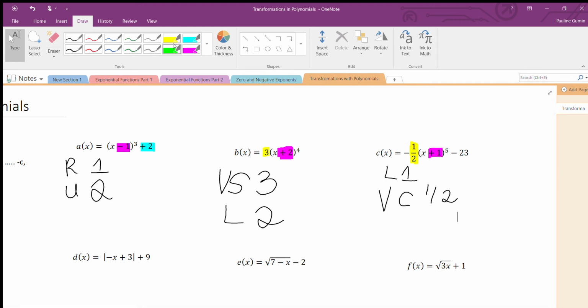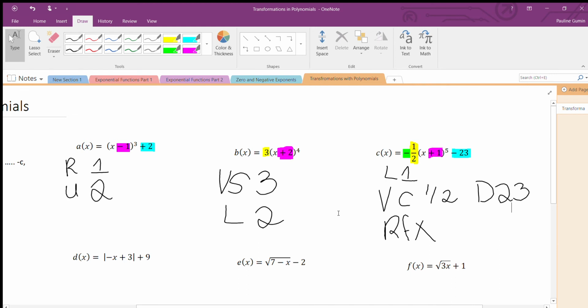There's also a negative outside. When there's a negative outside of the parentheses, this is a reflection over the x-axis. Right? You're going to multiply all of your y coordinates by -1. And lastly, we have -23. That's down 23. Okie dokie. Let's continue.